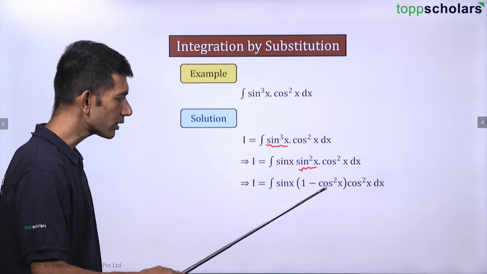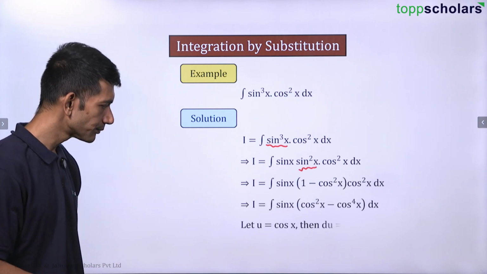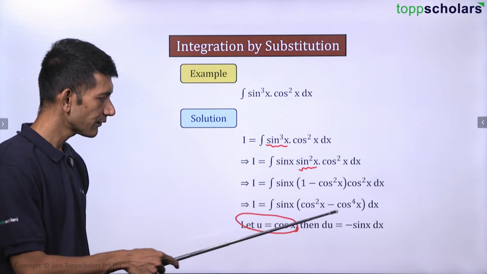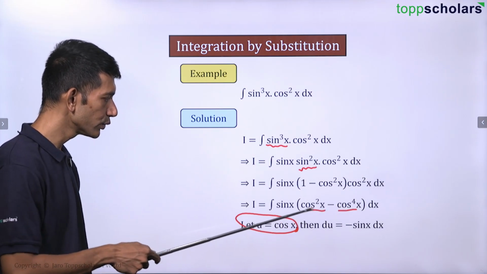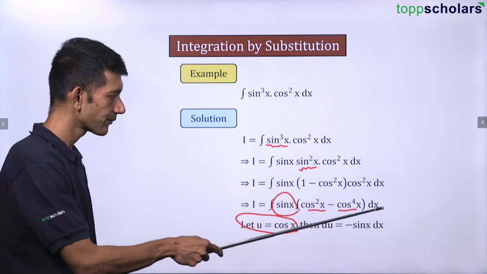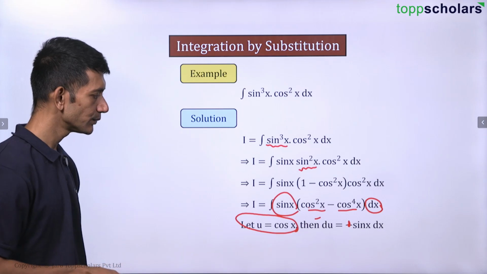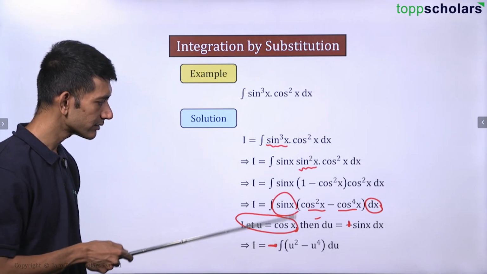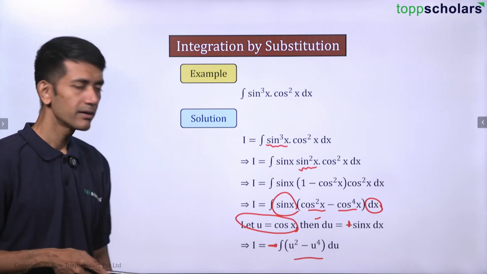If you want to take that, you can do that. Or else you can put cos x as t. Okay, we are multiplying inside, no problem. Now let us take cos x as u. If we take cos x as u, then this is u square minus u raised to 4. Then minus sin x dx will become du. So sin x dx will become minus du. So this will become minus here. I hope you're understanding this. And then you know how to integrate this. You can just separate it and solve.